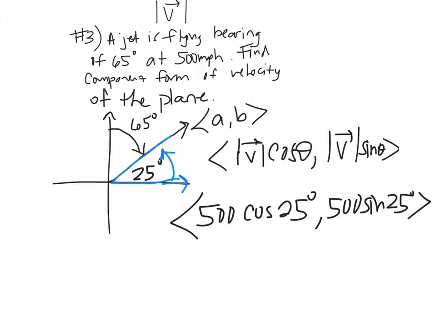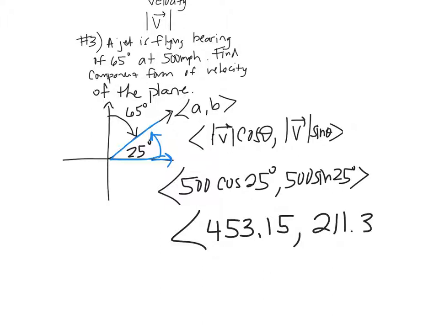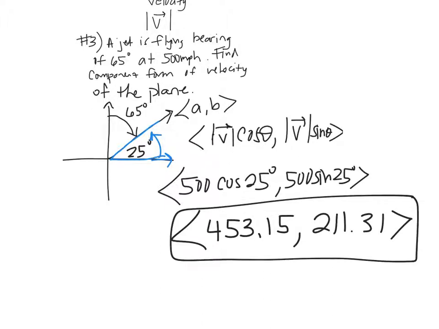And then you go to your calculator, and you figure it out. Here we go. 500, cosine 25, 453.15, and then 500 times the sine of 25 is 211.31. Okay? And that's the direction that the airplane is flying.